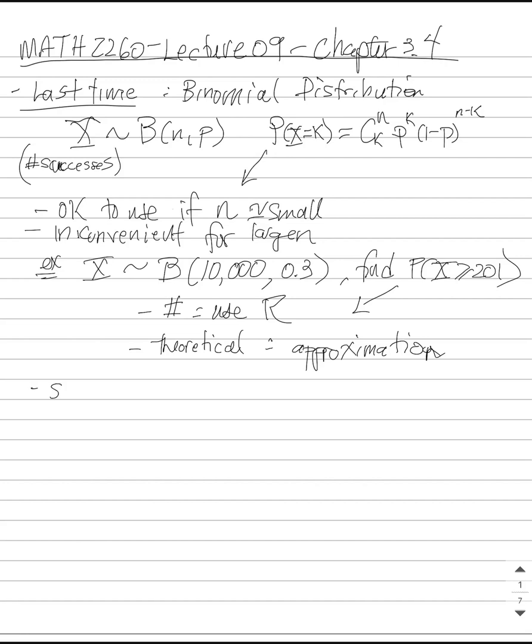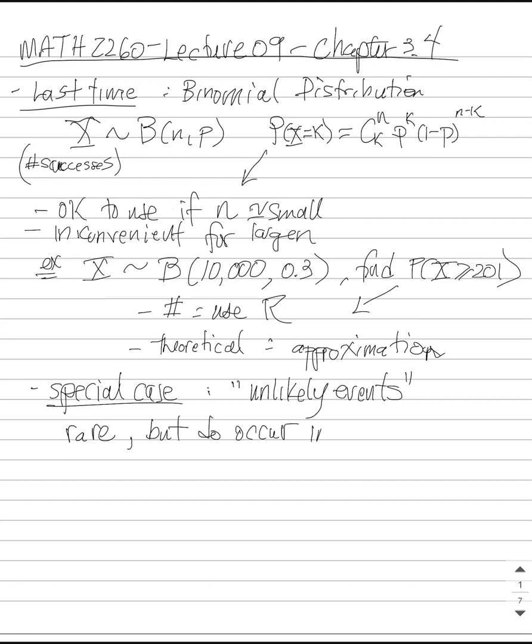So we are going to consider a special case. We're going to talk about what are called unlikely events. In this situation, we are going to talk about events that are rare but do occur over many, many trials. To quantify that, we're going to say that p is close to 0 and n is very large. And we're going to make a special assumption.